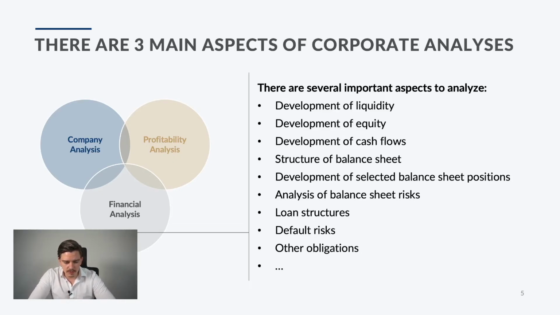Then sometimes you also take a look at loan structures. Maybe you want to take a look at the default risk. So maybe some financing that might default. Maybe some loans that you can't pay back. Those are all very relevant issues. And maybe you take a look at other applications from the past, just to check if there are any risks involved. And those are typical things that you take a look at if we talk about company analysis.